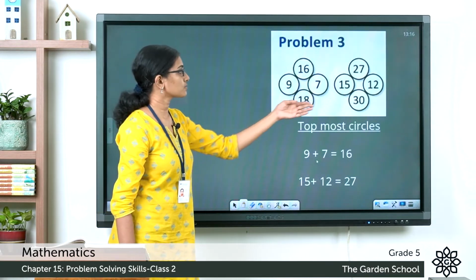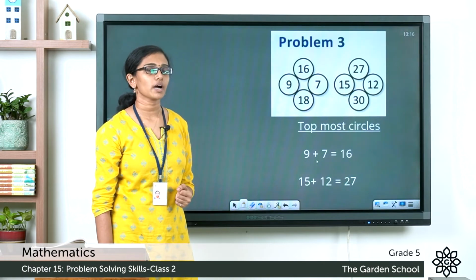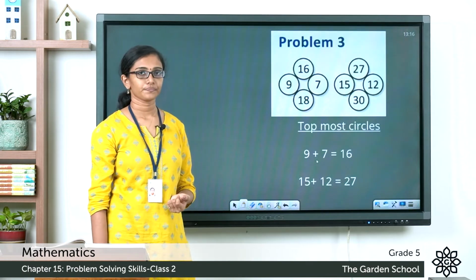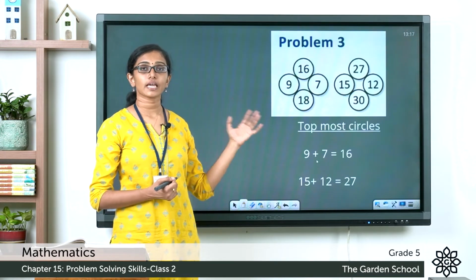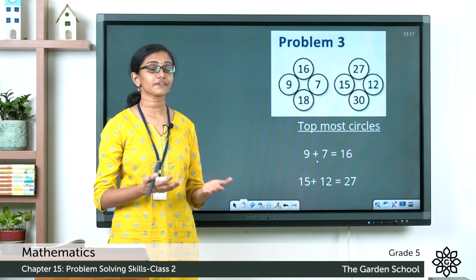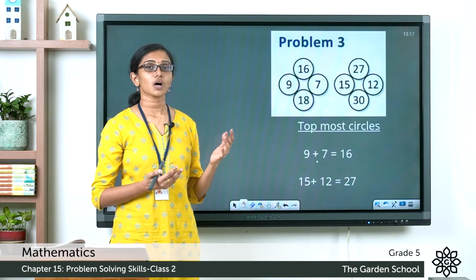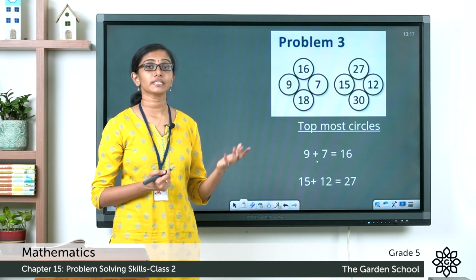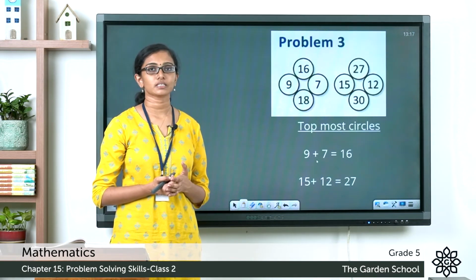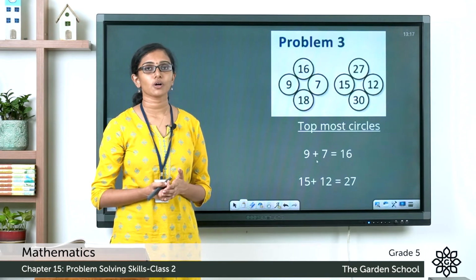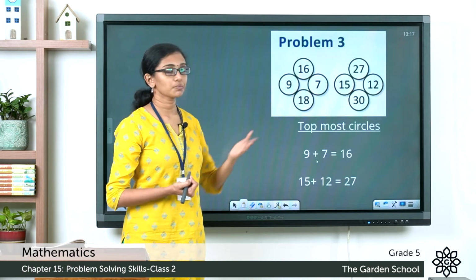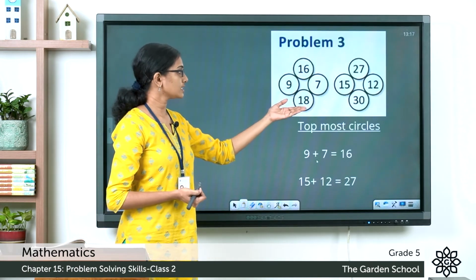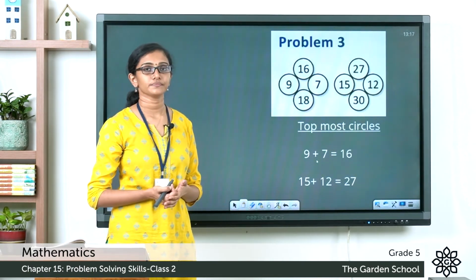Now what about the bottommost circles? Are you able to identify a pattern rule there? You may be able to identify different pattern rules for the same problem. But just like we have said before, to solve the same problem, there will be different strategies or different methods. And we know different people solve problems differently. Now look at the numbers written in the bottommost circles. Here it is 18 and here it is 30.